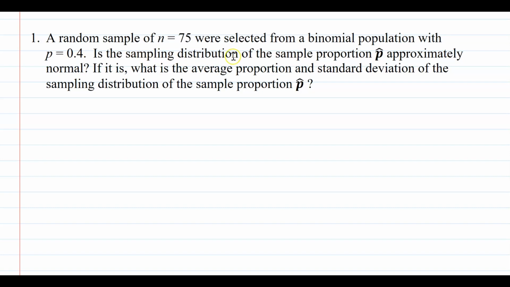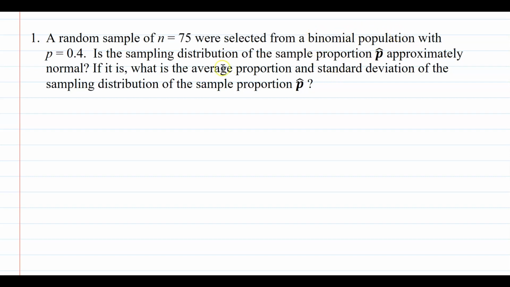Is the sampling distribution of the sample proportion p hat approximately normal? If it is, what is the average proportion and standard deviation of the sampling distribution of the sample proportion p hat? Now, it is important to note that in this question, we are told that the random sample is coming from a binomial population. And that's a very important piece of information because every time we talk about the sampling distribution of the sample proportion p hat, that is related to a binomial population.